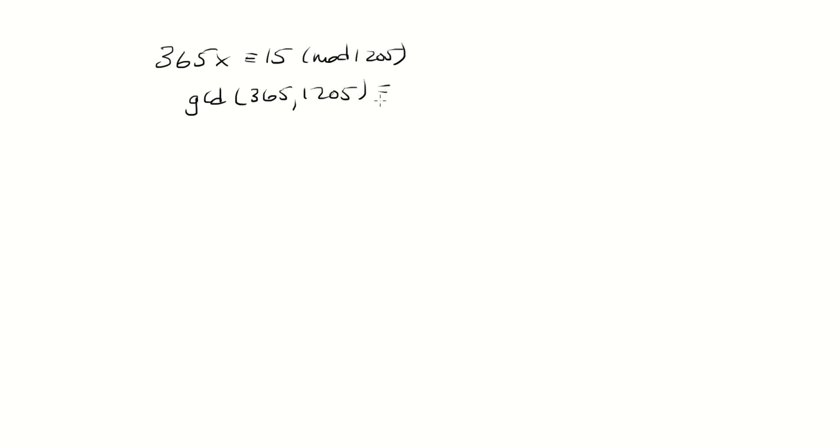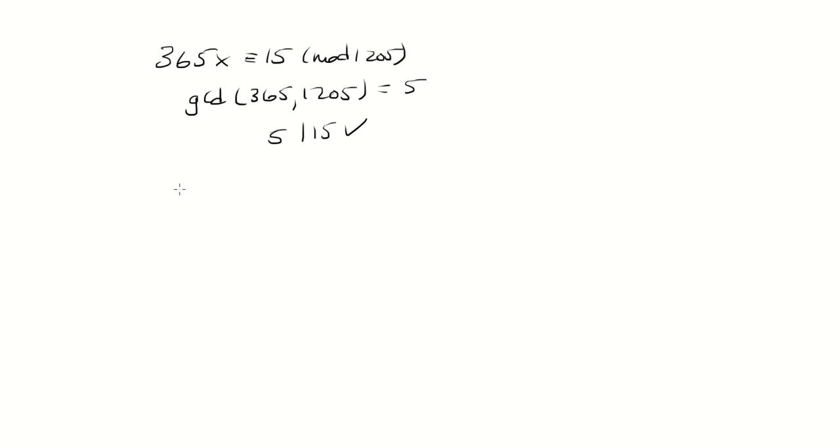We want to solve the linear congruence 365x congruent to 15 mod 1205. Let's see if a solution exists. So let's find the GCD of 365 and 1205. That's going to equal 5. And 5 divides 15, so that means there's a solution.